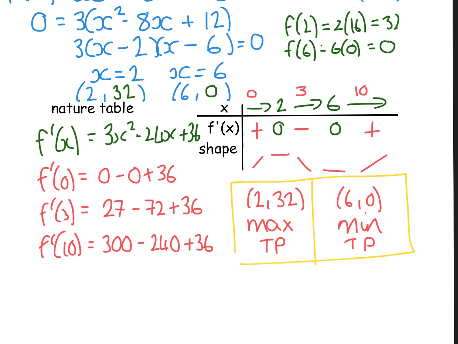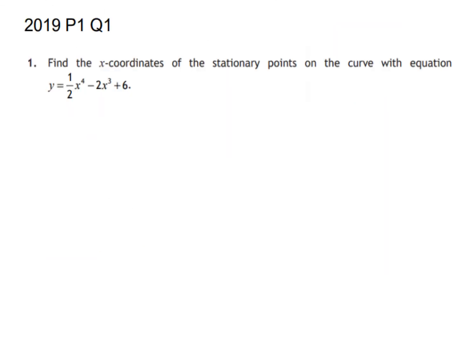I think I've got a third example. Here's one that I pulled from 2019 paper 1 question 1. Now watch the wording in this one. It just asks you for the x coordinate. So very quickly work through this one. So this one is in terms of y.